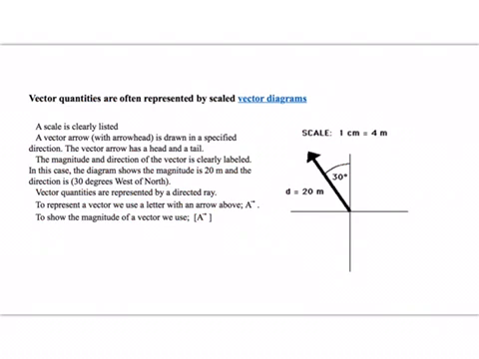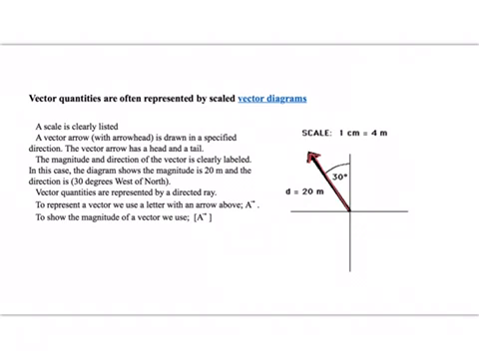Vector quantities are often represented by scaled vector diagrams. Vector diagrams depict a vector by the use of an arrow drawn to scale in a specific direction. You see in the example that we draw an arrow in a specific direction.